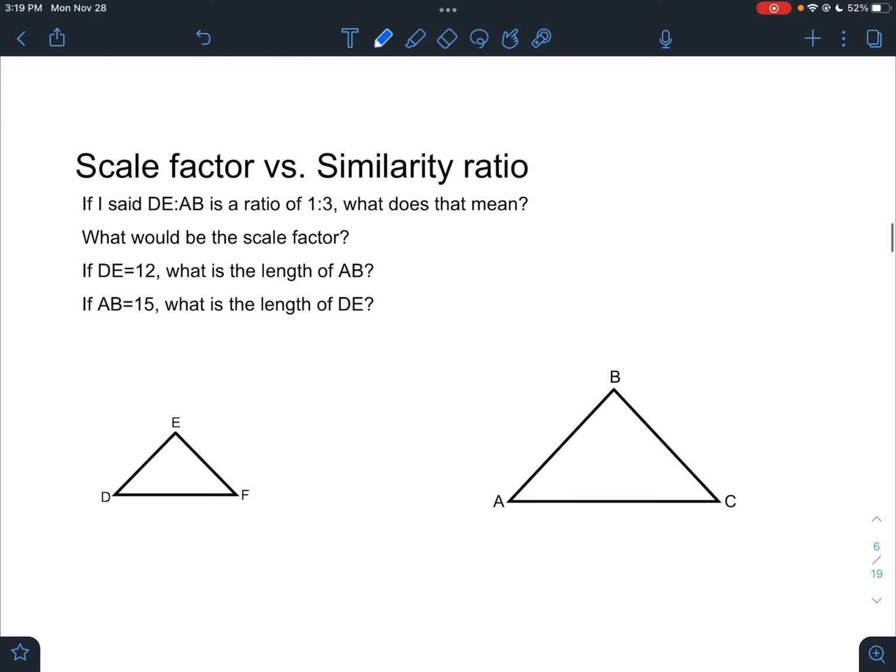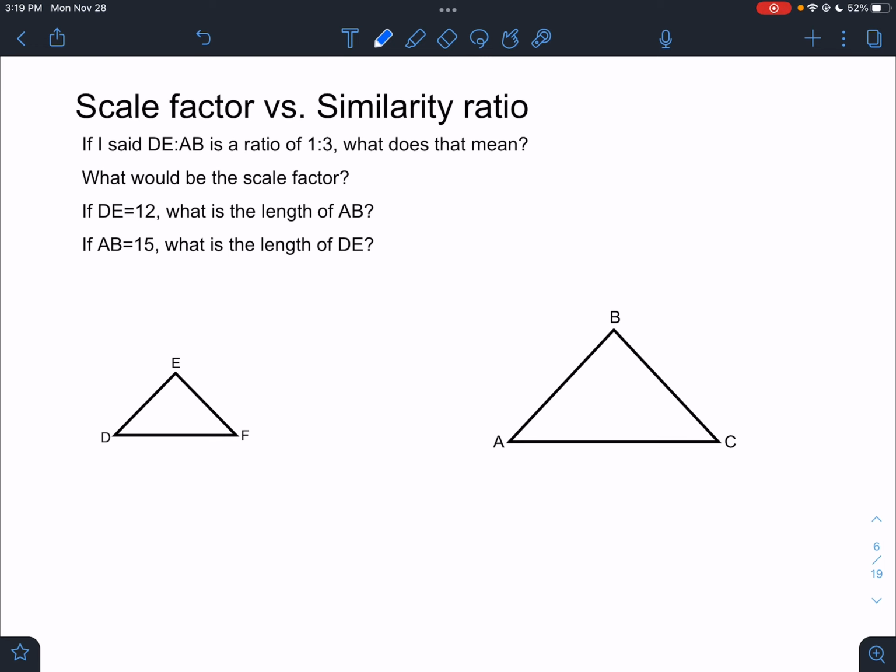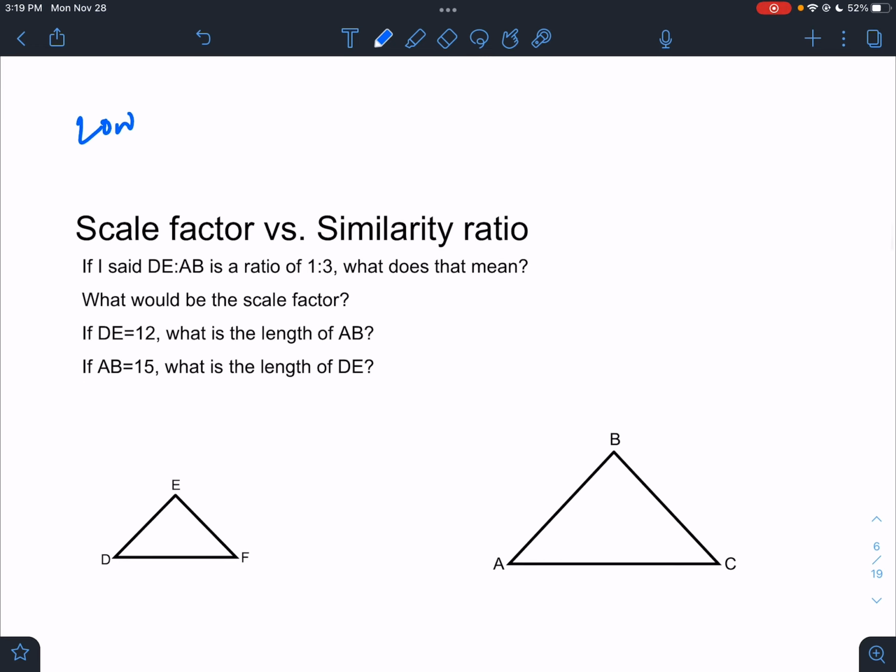Moving on. Scale factor versus similarity ratio. This is a low priority. Knowing the difference, I should say, is a low priority. You have to know how to solve problems. But knowing the difference between scale factor and similarity ratio is a low priority thing. A lot of teachers don't understand it. It's not an easy concept. One of the big reasons is that the scale factor is a fluid thing. The scale factor changes depending on what you're trying to find.